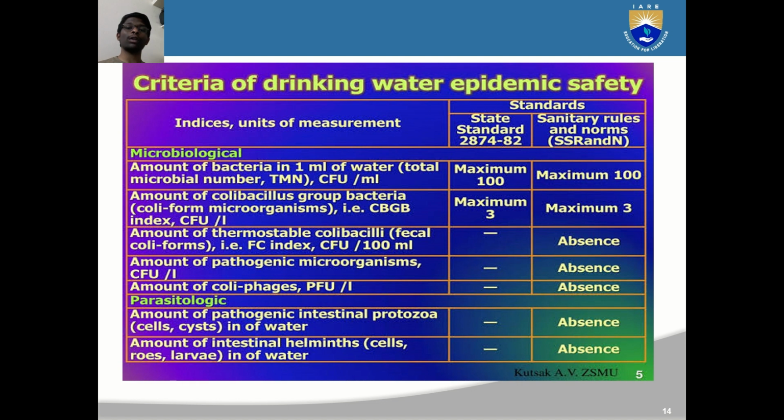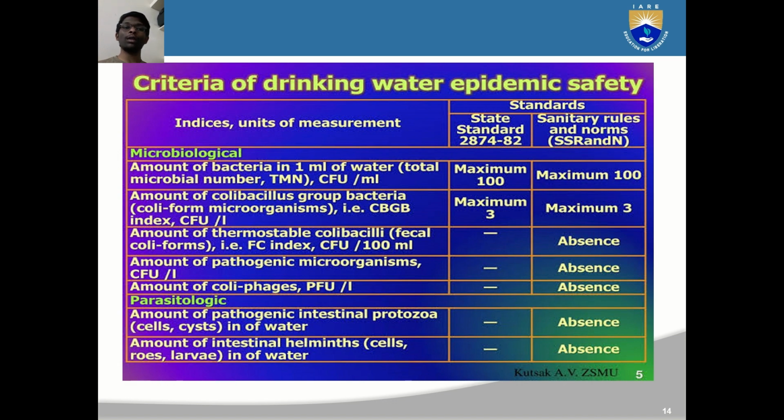Parasitological indices. Amount of pathogenic intestinal protozoa cells, cysts, in water: the state standard is nil and SSR and N norms are also absent. Amount of intestinal helminths cells, ova, larvae, in water: state standards are nil, and SSR and N norms are also absent.